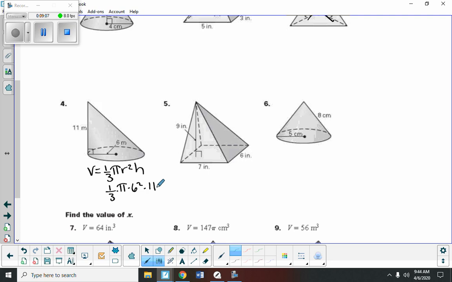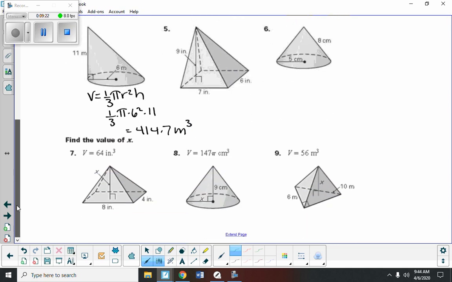And I'll just multiply that out on my calculator. And you should end up with 414.7 meters cubed because it's volume. All right, and then let's look at number 9.